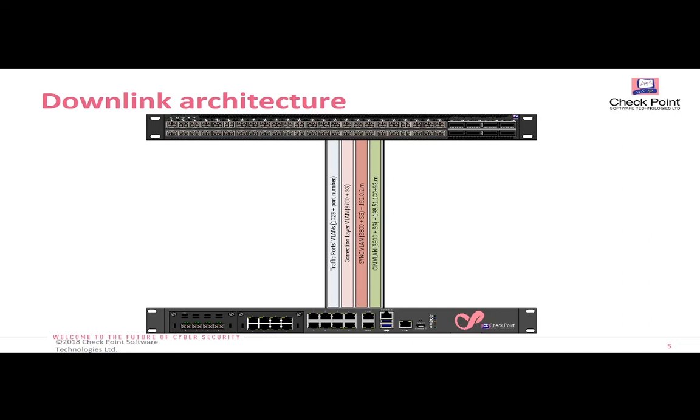Then there's the chassis internal network, which uses a VLAN of 3900 plus the number of the security gateway, and the IP addresses are in the 198.51.100 range. And then the correction layer. The correction layer uses a VLAN of 3700 plus gateway number.